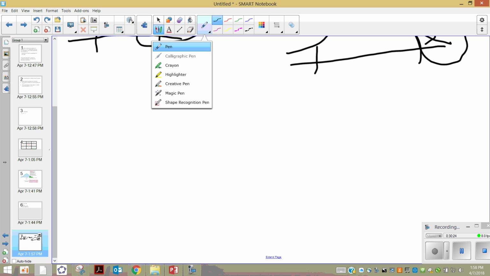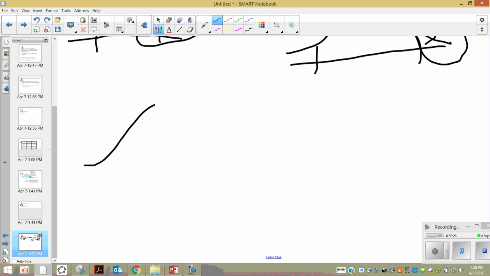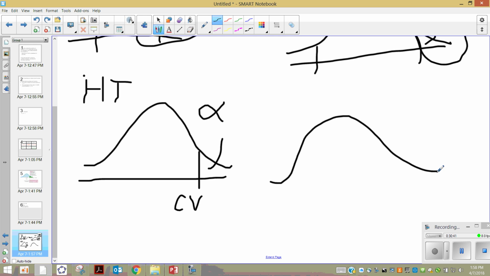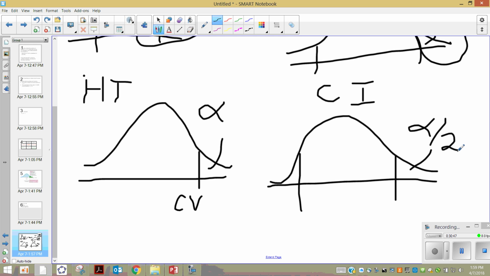Okay, but the second case, I'm going to try drawing with my finger and see if that helps. It's a little better. If you have a single-tailed, let's say it's right-tailed for the hypothesis test, you have this critical value over here, and your alpha is fully on one side. Your alpha here will have to be split up for the confidence interval, because again, the confidence interval is always two-tailed, so the alpha will have to be split up.